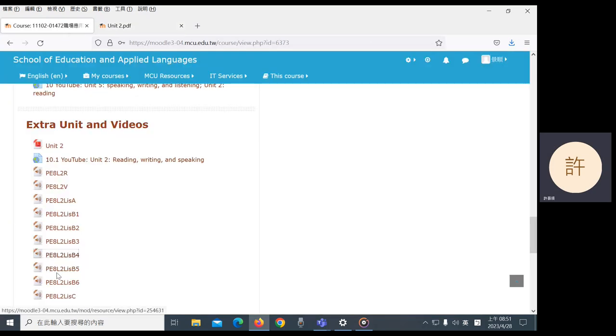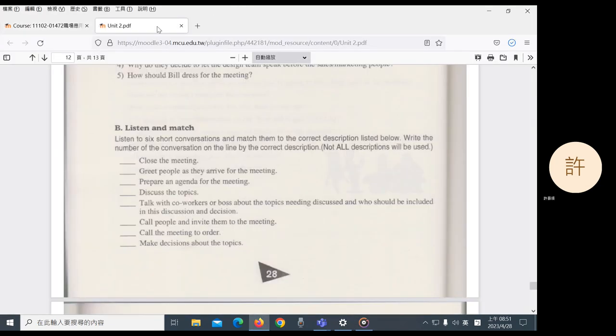Okay, let's listen to number five. So number five is this one. Call people and invite them to the meeting. You can tell it is this one because it begins with someone answering the phone. Hello, accounting department. 你好，这是会计部. So let's listen to that again.